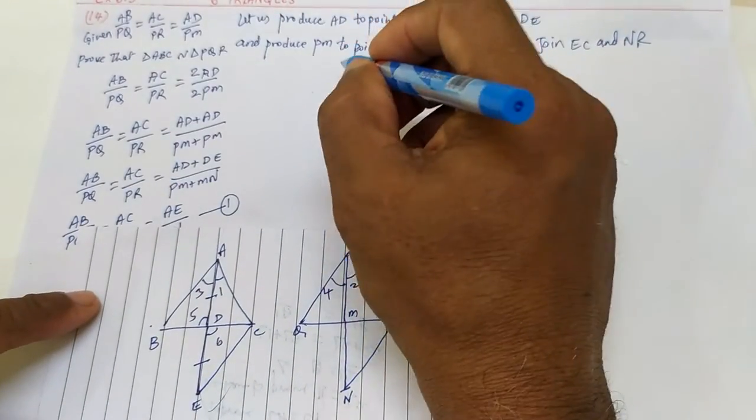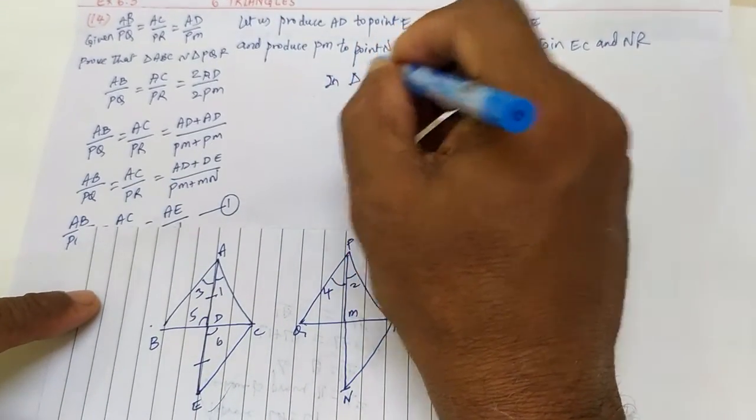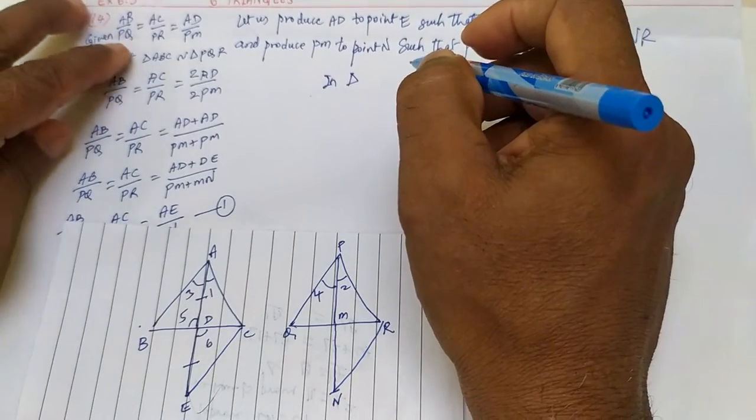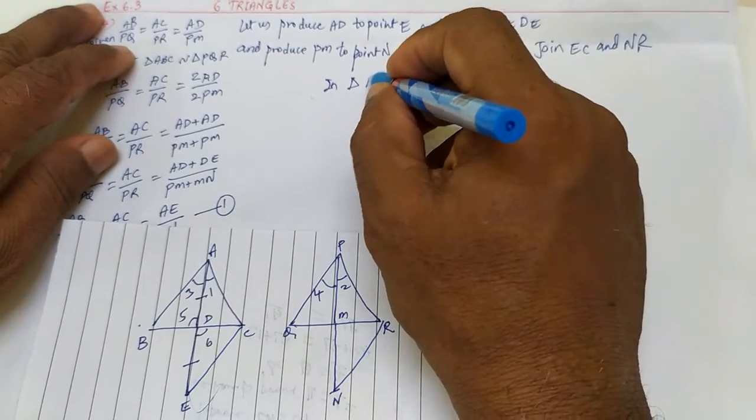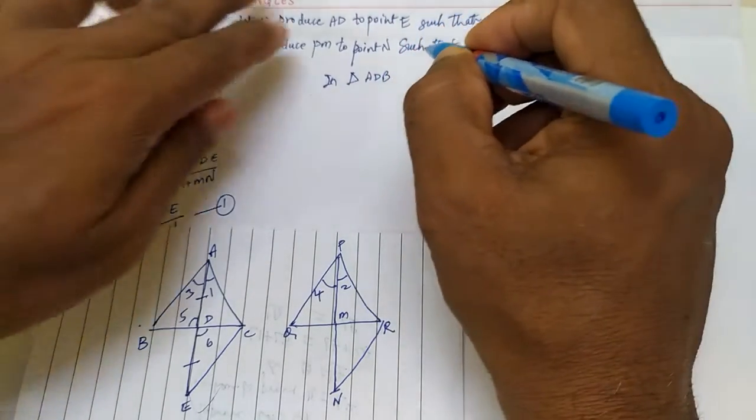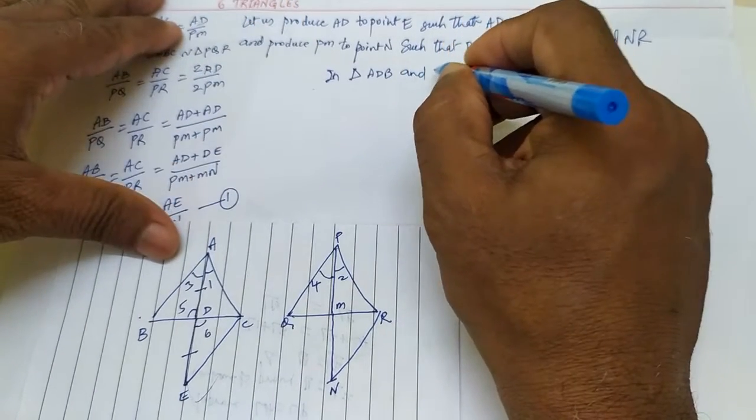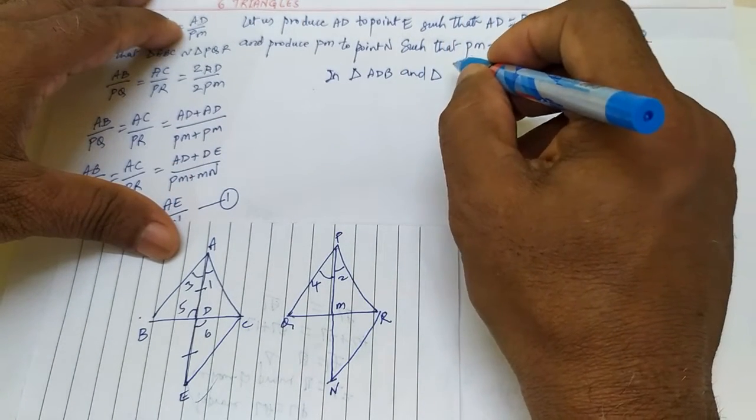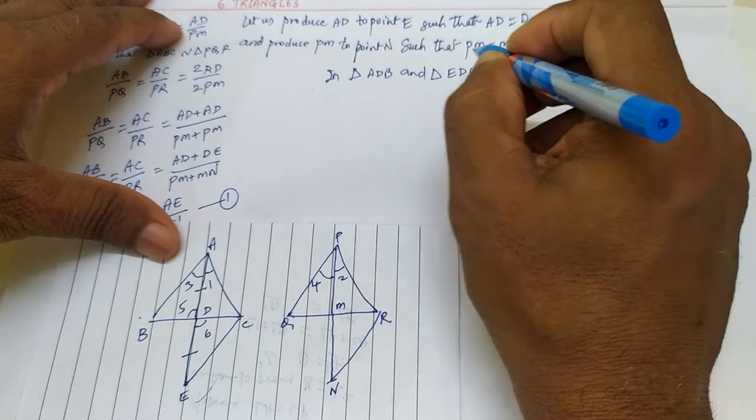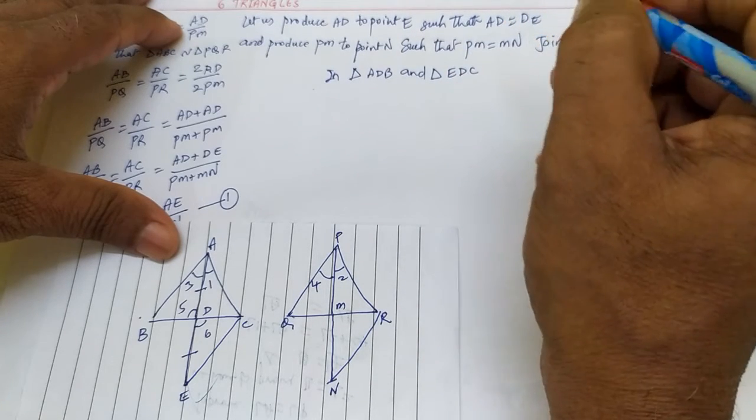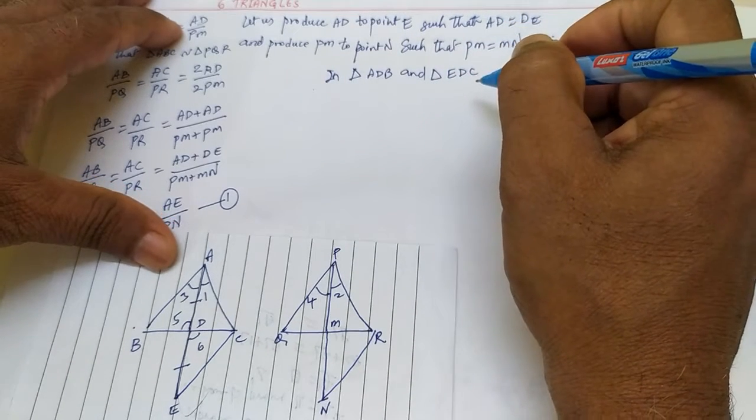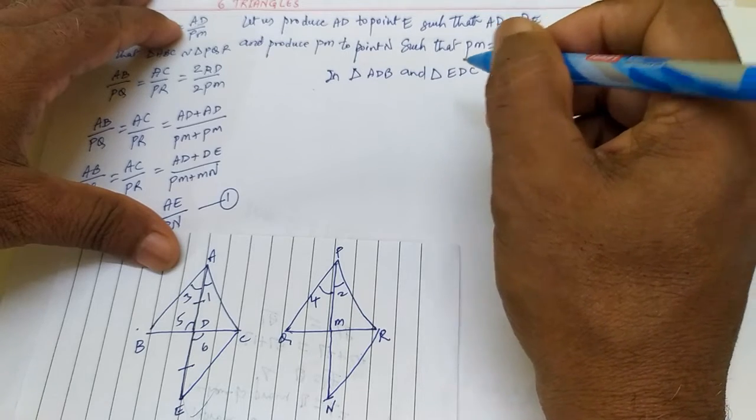I'll write down here, in triangle ADB and triangle EDC, we have to prove them similar. Now how will we prove that they are similar?